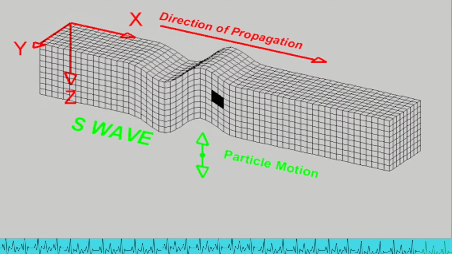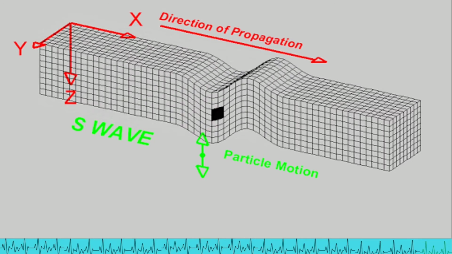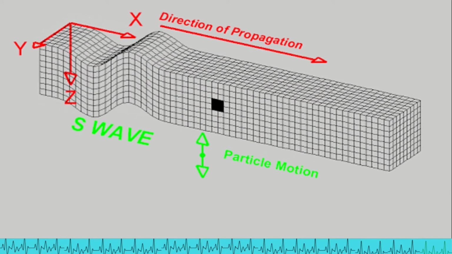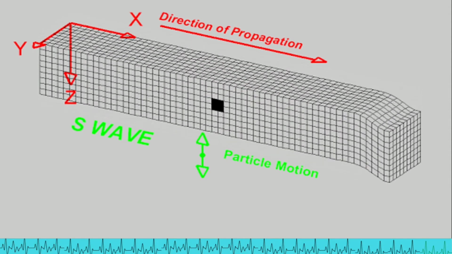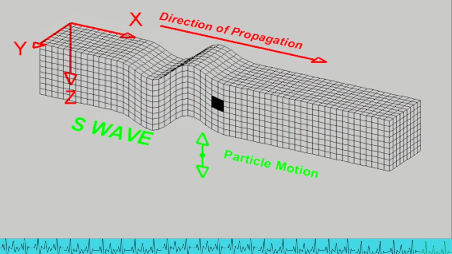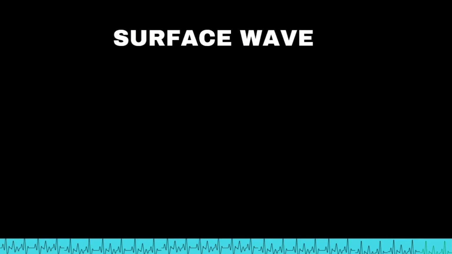This is the animation of the direction of the propagation of secondary waves. Remember that secondary waves are also known as shear waves. They travel with a velocity that depends only on the rigidity and density of the material through which they travel. The second type of wave is the surface wave. So again, the first type is the body wave, then followed by the surface wave.